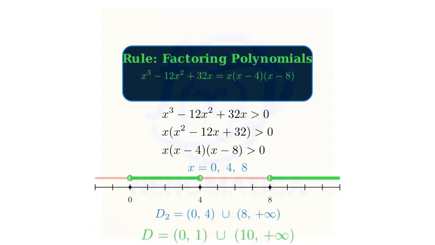We combine the two solution sets and keep only the x values that satisfy both inequalities. The intersection is the open interval from 0 to 1 union the open interval from 10 to infinity.